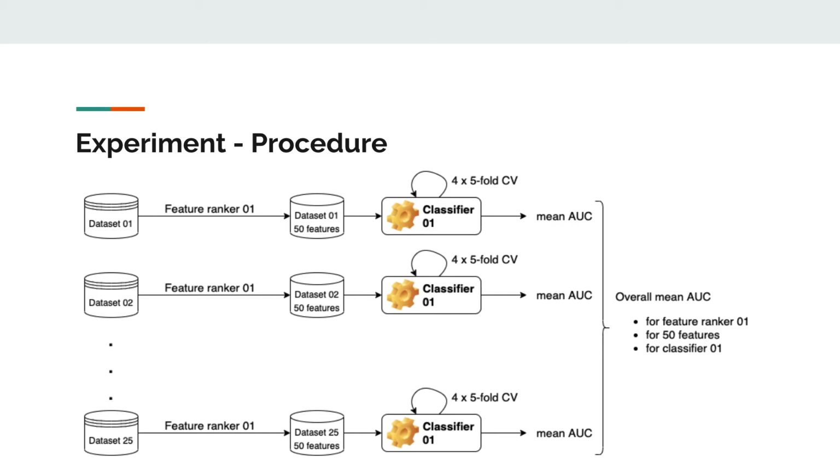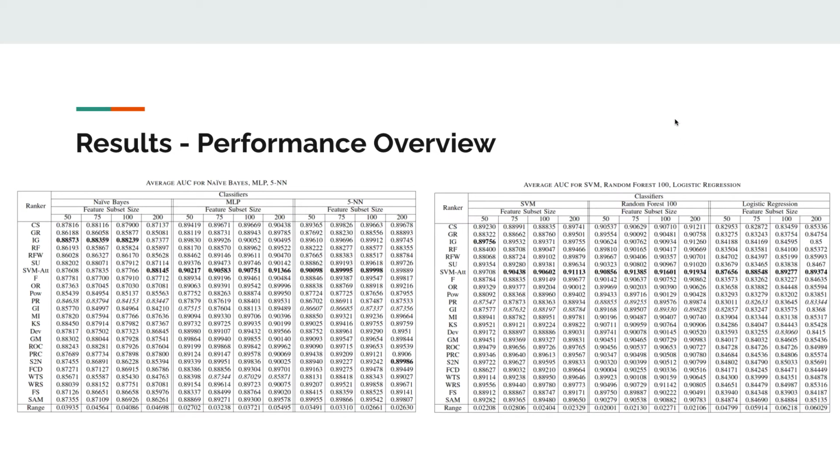So the paper repeats this entire procedure for all the combinations of feature rankers, feature size, and classifier, which amounts to 24, because 24 rankers times 4 feature sizes times 6 classifiers, or 576 data points. And all these data points are listed here in these 2 tables.